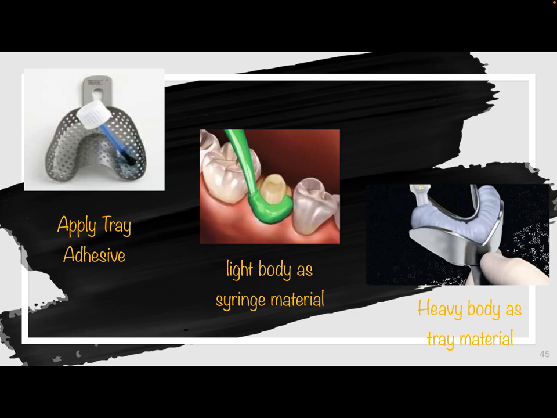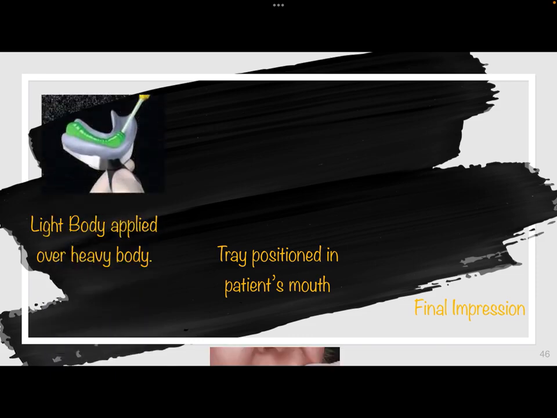Here, an impression tray is selected by placing it in the patient's mouth. A tray adhesive is applied over the tray and air dried to remove the volatile content. Then the light body or syringe material is applied around the prepared tooth. The heavy body or putty material is placed in the tray. So the tray material is the heavy consistency putty material, and the light body or thin consistency material is placed on the surface of the tooth.